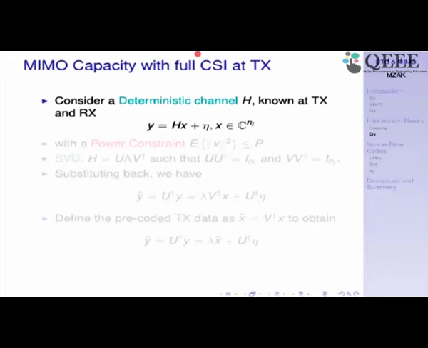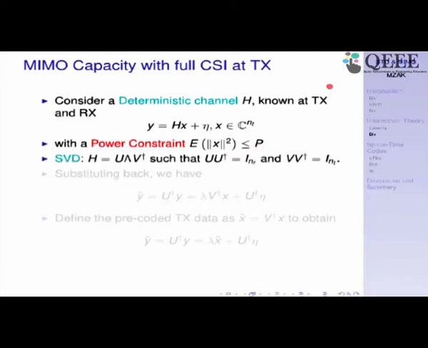So consider a deterministic H channel. We have a power constraint, that is total transmit power from all the antennas. Now X is an NT vector, so the power constraint is total transmit power cannot be greater than P. Now let us define the singular value decomposition of H as U lambda V Hermitian, or V conjugate. This is a very standard definition. U and V are unitary matrices of dimensions NR and NT respectively.